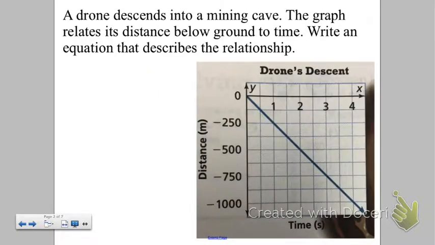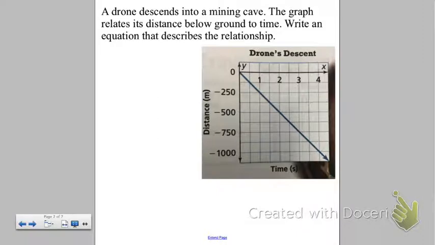The second question. A drone descends into a mining cave. The graph relates its distance below ground to time. Write an equation that describes the relationship. So if I look at my graph, I see that it starts at the origin and I have a perfectly straight line. So my graph is proportional. So I know my equation is going to be y equals mx.